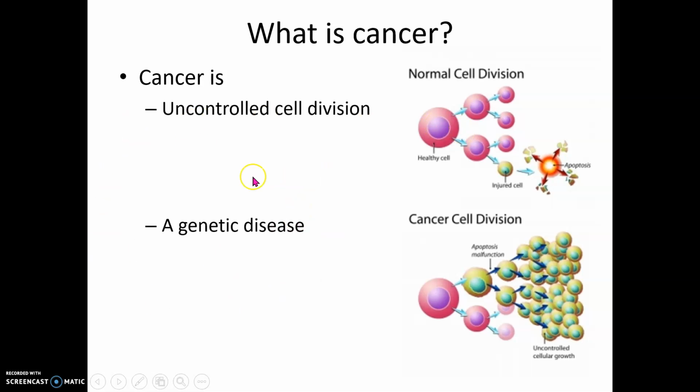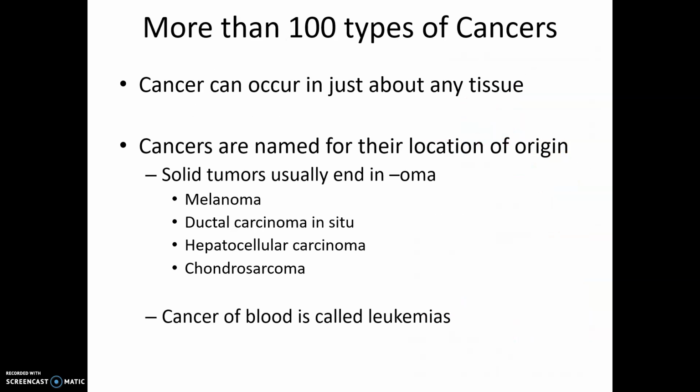Then I want you to take away from this lesson that cancer is a genetic disease. What I mean by that is cancer is based on a series of mutations in our DNA, okay? So mutated DNA acquires all these various mutations over time. At its core, cancer is a genetic disease, and those mutations cause uncontrolled cell division.